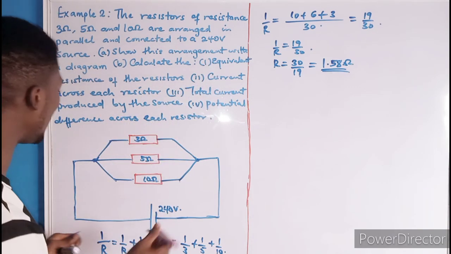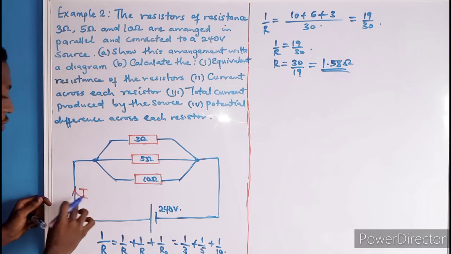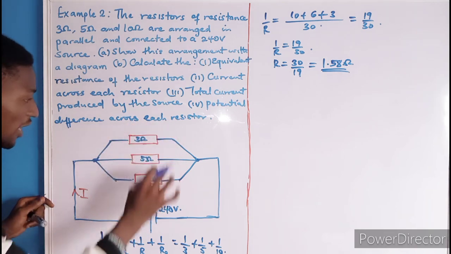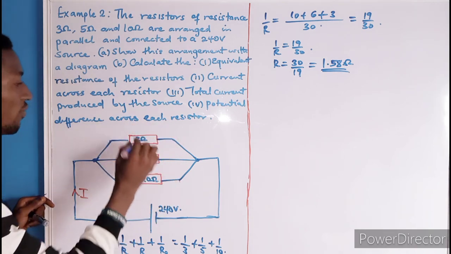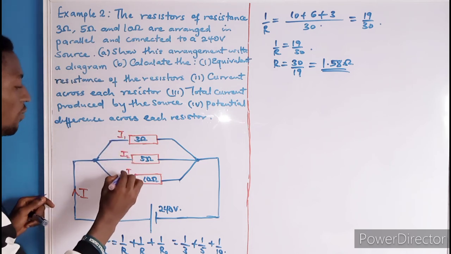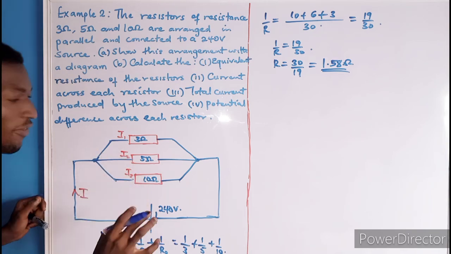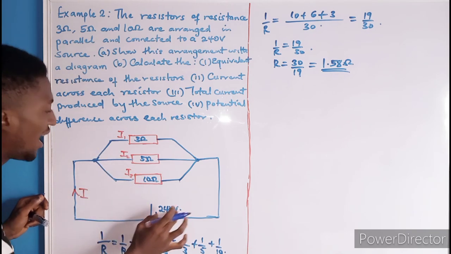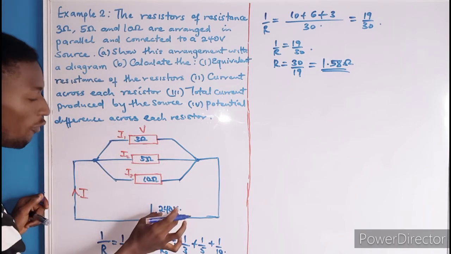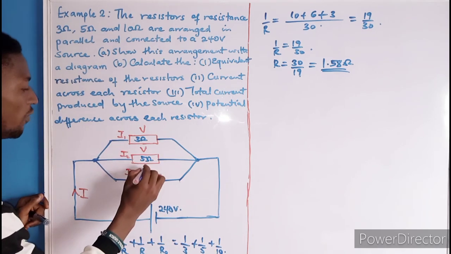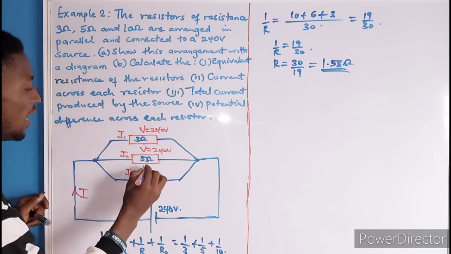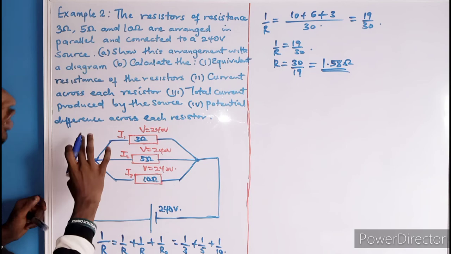Very good. Now, I said earlier that the current produced by the source, we put it here, right? This current is not the same as the current that flows across each of the resistors here. So to denote the current across each of the resistors, I'll simply state that this one will be I1, this one will be I2, and this one will be I3, because it's not the same. However, the potential difference across each of the resistors will be the same. So the voltage here will be V, which is this 240, and will also be V here, and V here. Don't forget, this V is 240 volts. So it will be the same.